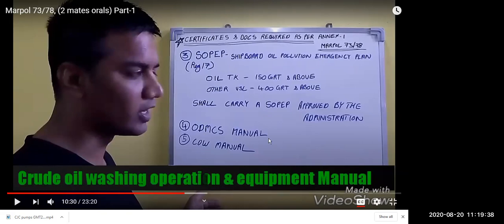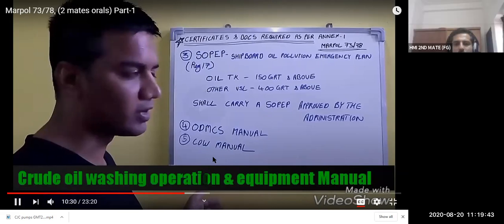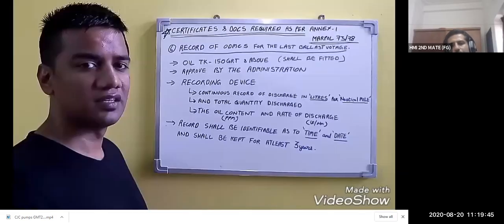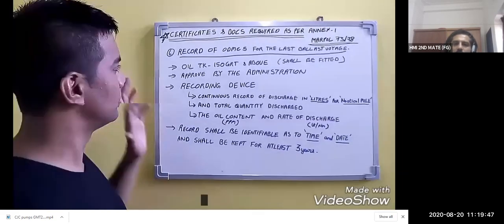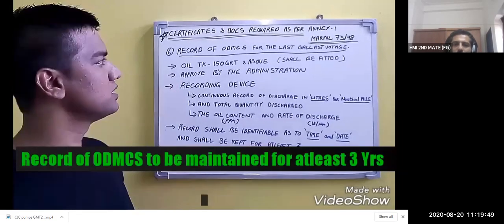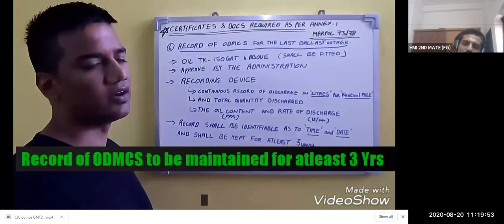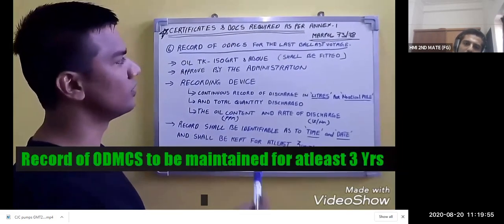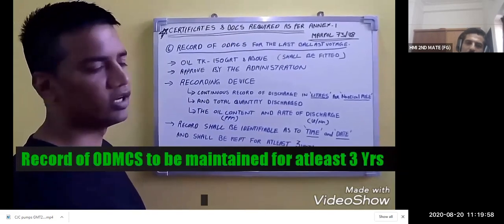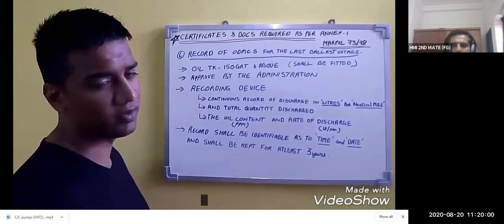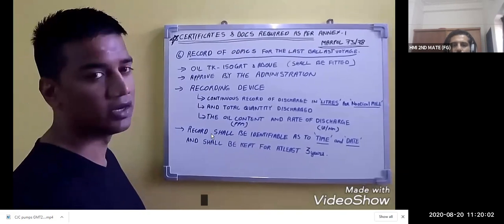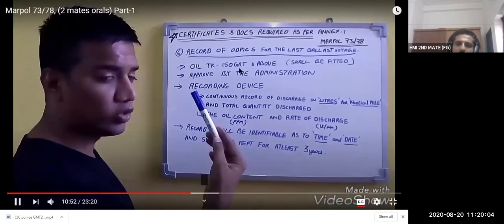Then for ODMCS also you should have a manual, and a COW manual. This is all your MARPOL requirements. Then keep the record of ODMCS for the last ballast voyage. You have to keep records of ODMCS. Some ships are keeping for 1 or 2 years also. So ODMCS should be approved by the administration.